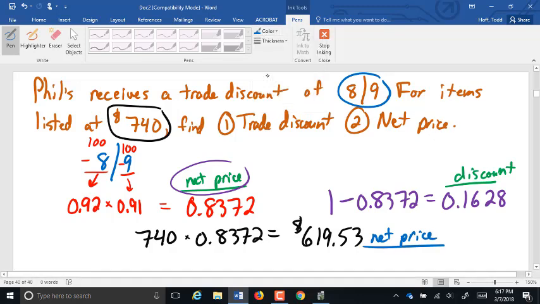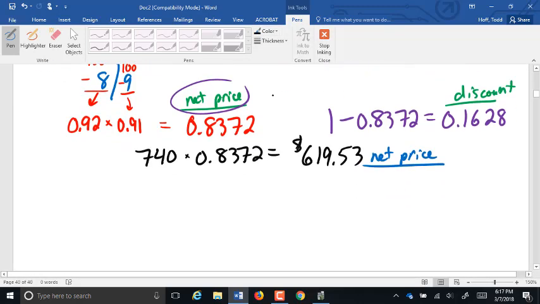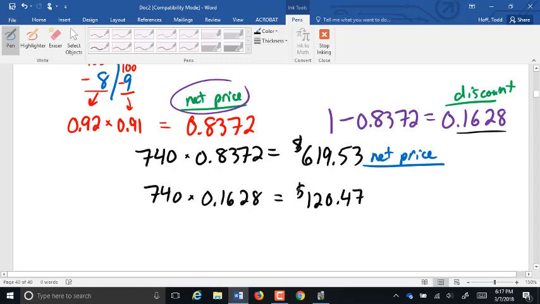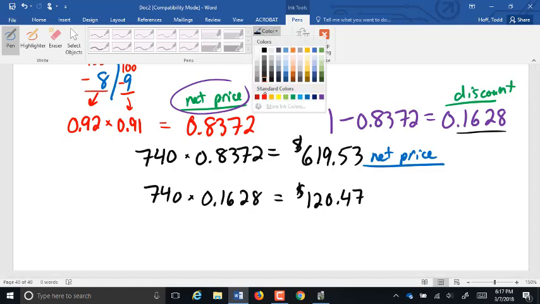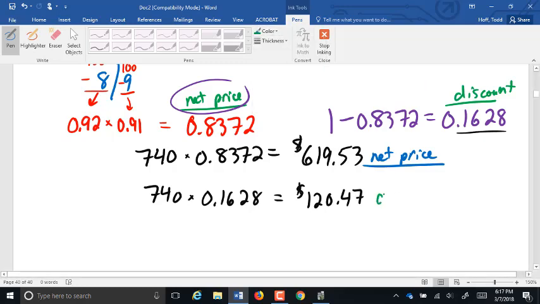To find the discount, we take the list price, $7.40 times the discount rate, 0.1628, which is going to give us $120.47. That is the amount of the trade discount.